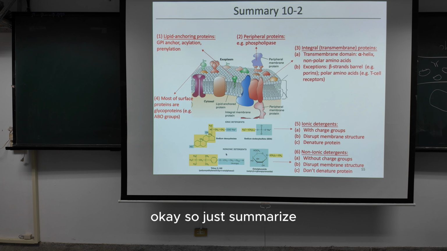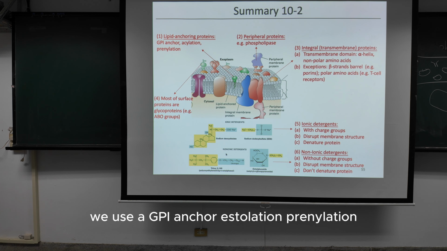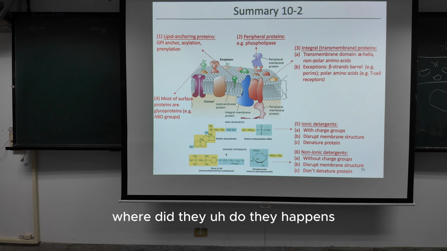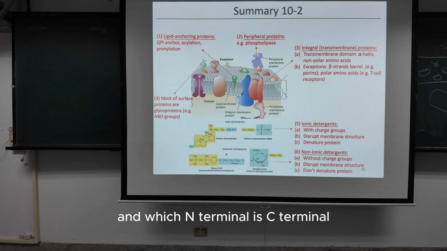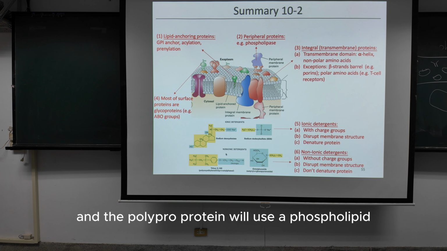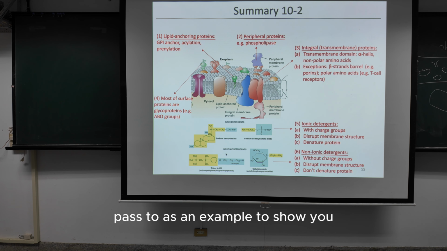Okay, so let's quickly summarize. First, we talked about lipid anchor proteins: the GPI anchor, acetylation, and prenylation. Where do they happen, and which is the N terminal or C terminal, you need to remember. And we used phospholipase as an example to show you that they use a polar ring to associate with and suck out the lipid, and then they have a tunnel to digest those damaged phospholipids.